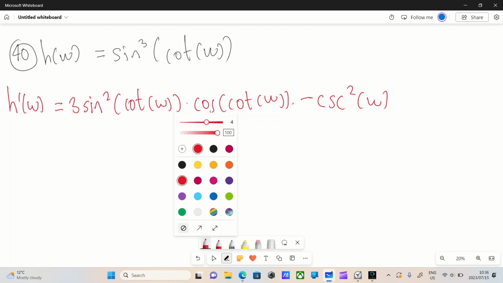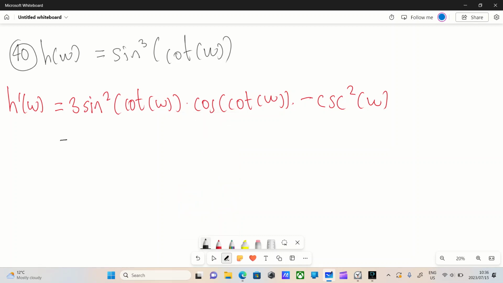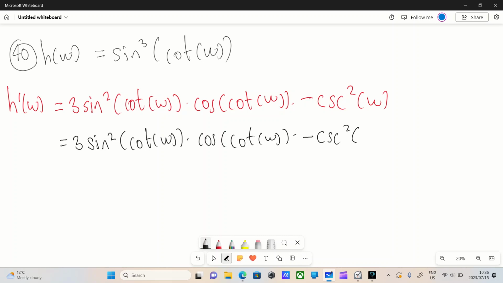Let's clean everything up a bit. This will be equal to 3 sine squared. This is the part where we take the chain rule and we keep the inside the same. We then take the derivative of the inside, that being sine, which is cosine. We keep its inside the same. And we finally derive the inside, that being cotangent, which gives us negative cosecant squared w. And there we go. All done. That was fun.